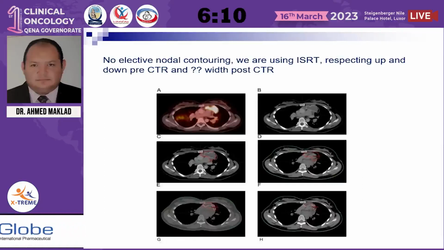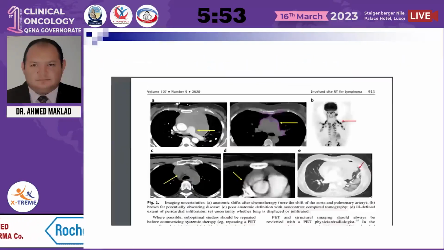So just follow the pre-chemotherapy extent up and down. You can put a margin of 1.5 centimeter to get the involved site radiotherapy. For the width of the field, we were saying before that it is post-chemotherapy. Yes, you can use post-chemotherapy for the width, but again, respecting the areas adjacent to or contiguous with the lung, and also contiguous with the chest wall and sternum. Because with the recent modalities of radiotherapy, with IMRT and VMAT, you can achieve this target with less toxicity and lung dose.